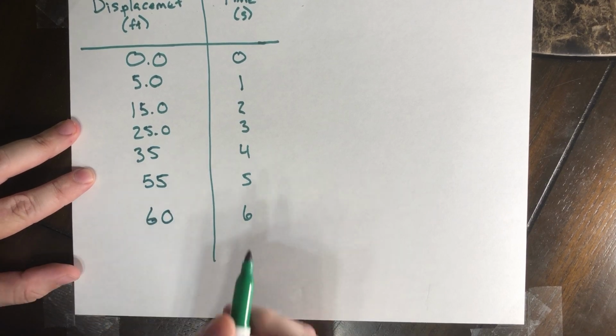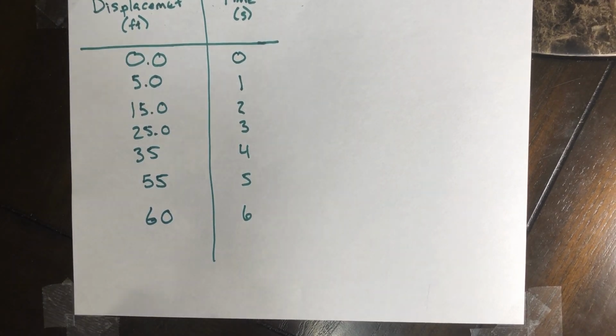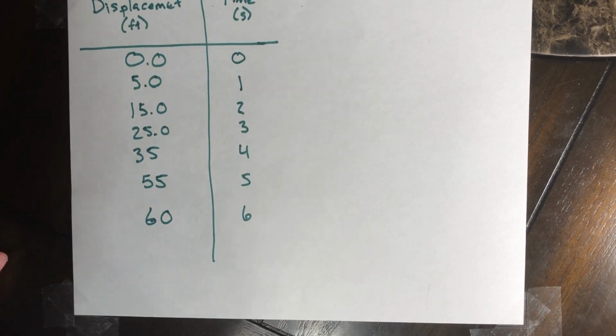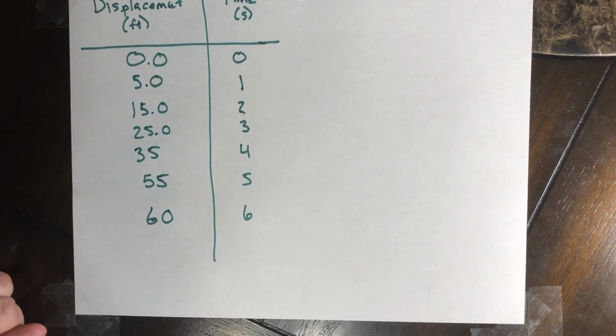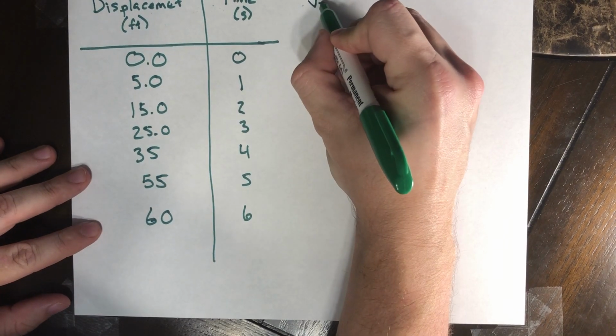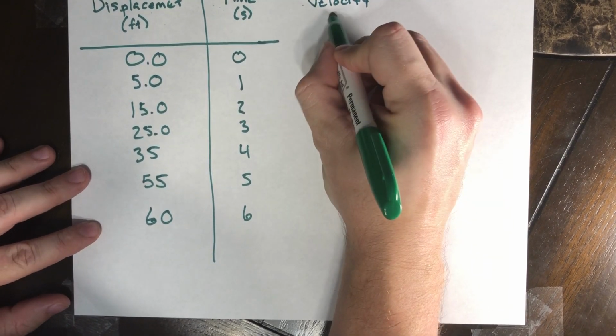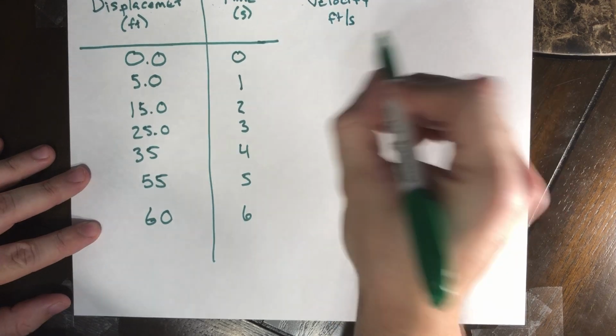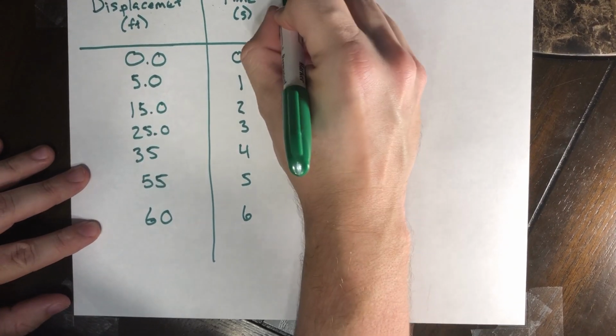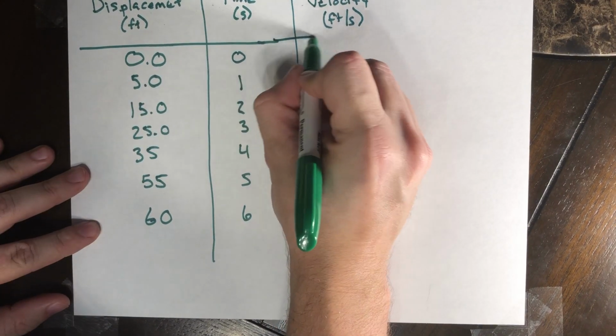So this is sort of just what we already know. Now, what are we trying to figure out? We're trying to figure out his instantaneous velocity for each of these intervals. So our velocity in this case, because we're dealing with feet and seconds, is going to be in feet per second. So we're just adding to our chart. This is what we're looking for in part 1.